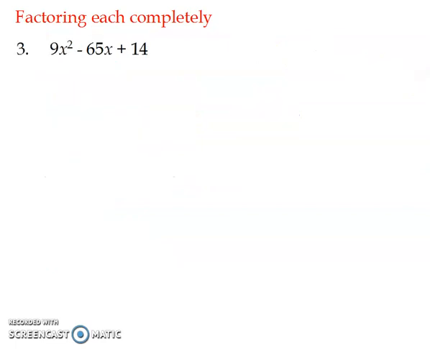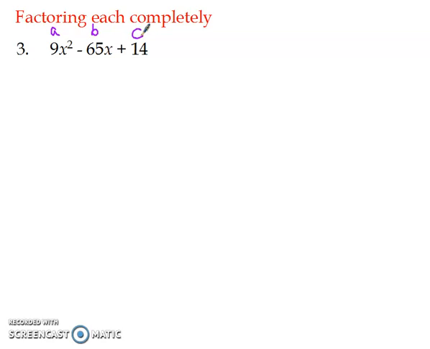Okay, let's try another type. This one is a different type of factoring, where A, our leading coefficient, the coefficient of the x squared term, is not 1. B is negative 65. C is 14. We're going to do the same thing we did before using the grouping method. This is question number 3 from your summer assignment.